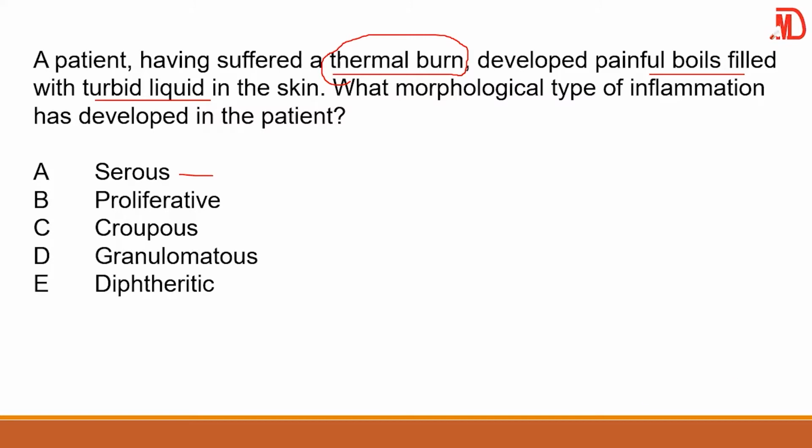But basically over here, we want to talk about a boil that is filled with a turbid liquid. When we talk about turbid liquid, we're referring to a liquid that is clear or watery, or the exudate resembles the serum. Whether it resembles the serum, is clear, watery, or turbid, they all mean serous. So over here, definitely, we are looking at a serous type of inflammation.